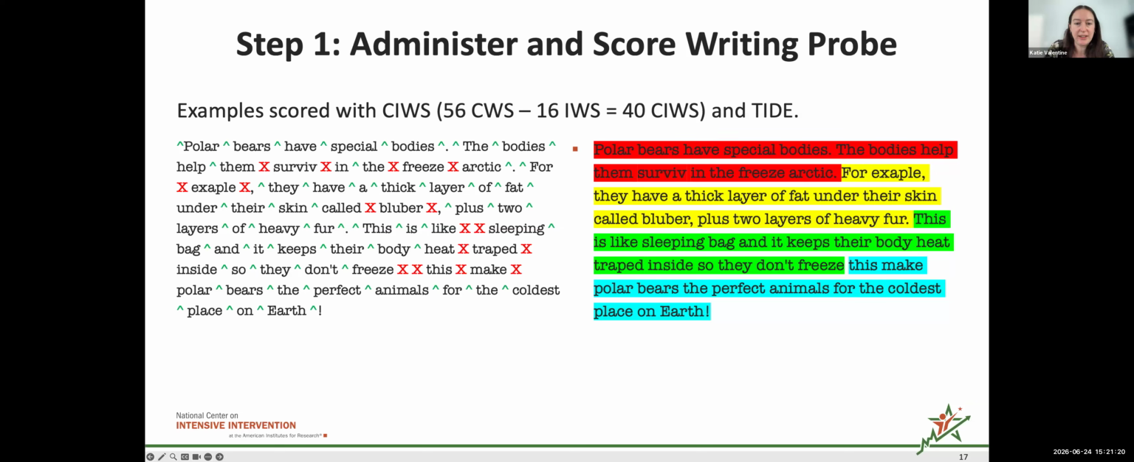On the other side of the screen, I've scored it for TIDE. So looking at those genre elements. And again, off the bat, the student looks like they've included all of those different elements, but we'll look a little bit more deeply at them in a moment.